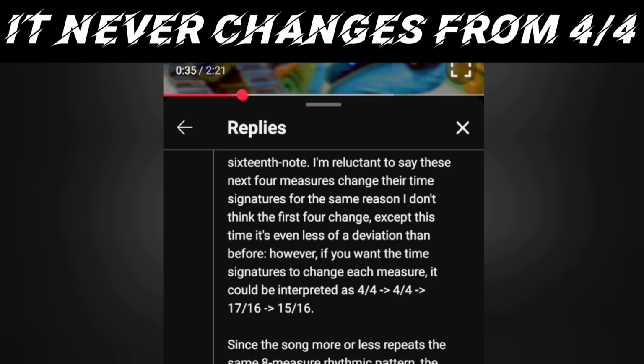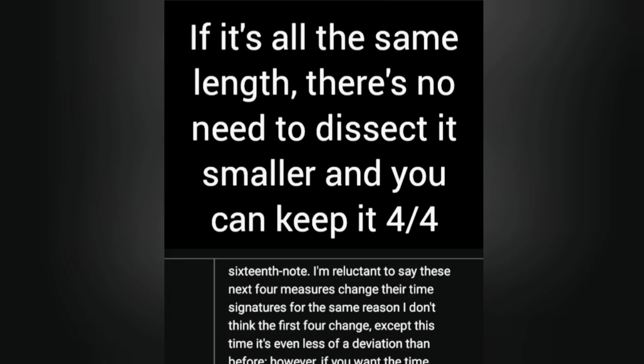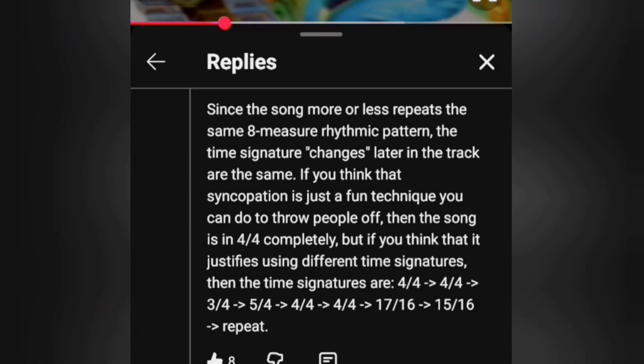The space of time that the events are taking up is exactly identical and equivalent. So the question remains, do you even need to break it down that much? Could it just be 4/4 the whole time? So in conclusion, since the song more or less repeats the same 8-measure rhythmic pattern, the time signature changes later on in the track are the same.